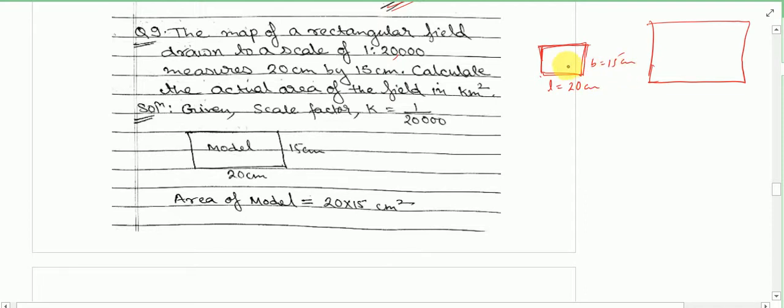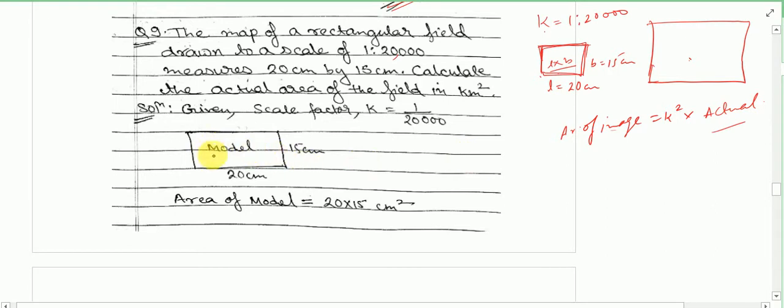So for that what we have to do is, first we'll find the area of this image. For that we'll use the length into breadth formula, and the scale factor k is given to be 1:20,000. So the scale is given, the area of the image can be found, so you can easily find the actual area by using this: area of image or model is equal to k square into actual area, yes or no. So using this formula you can find it.